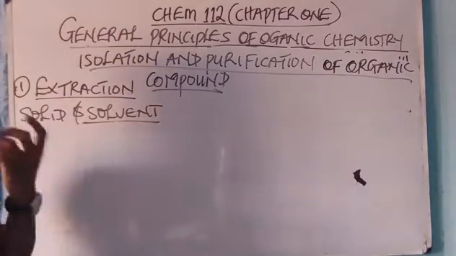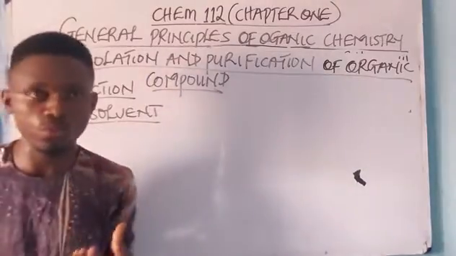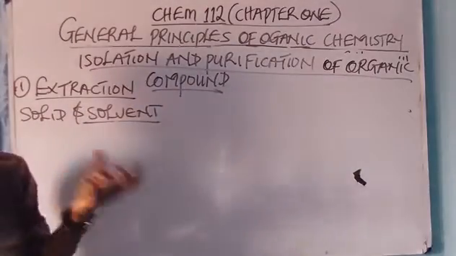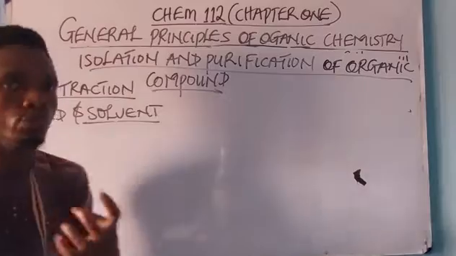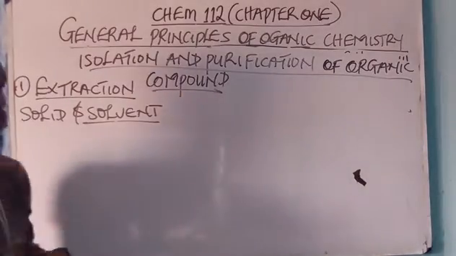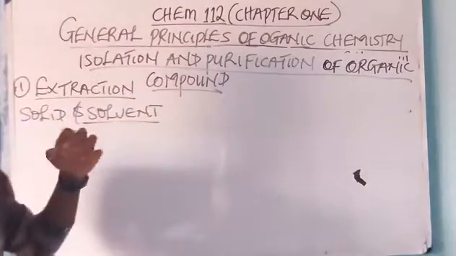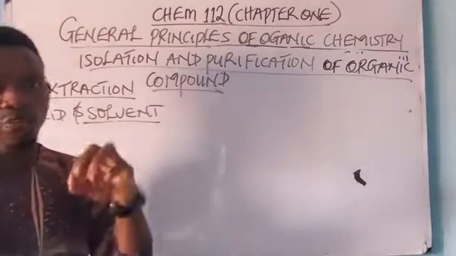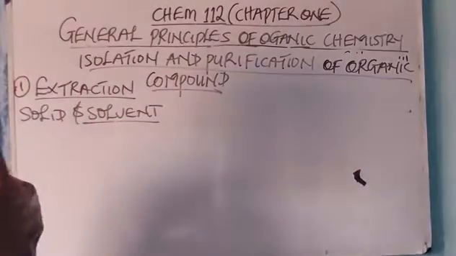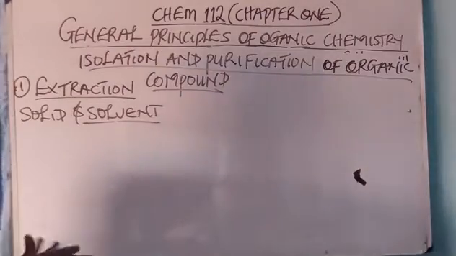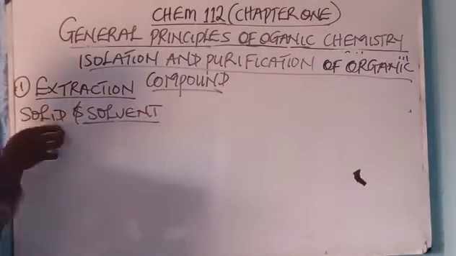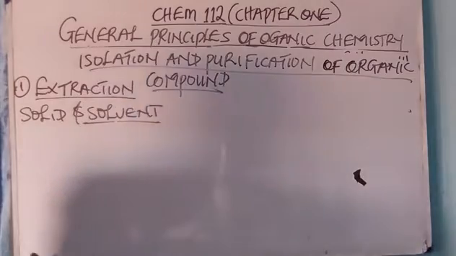For example, if I have salt, which is a solute, I dissolve it in water, called the solvent, and we have a salty solution. I have a cube of sugar; I dissolve it in a liquid called solvent, and we have a sugary solution. That is it. Now, extraction is solid and solvent extraction.